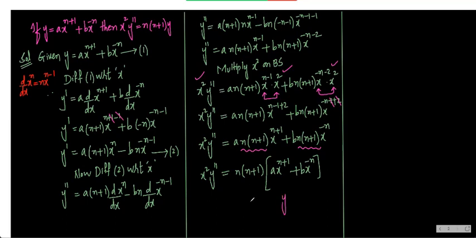बाकी n into n plus 1 तो पहले से ही है, n into n plus 1 पहले से ही है, equal to पहले से ही है, x square y double dash. So this is the end of this problem. Like that questions will come.